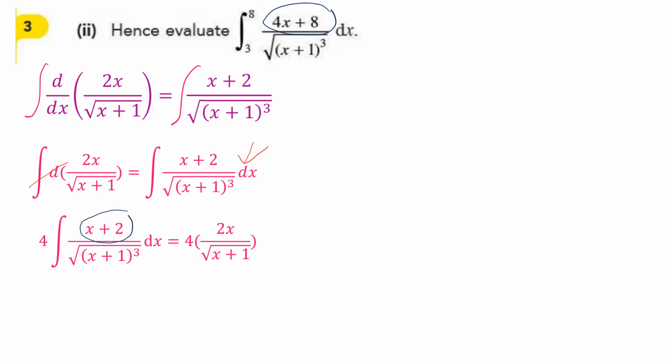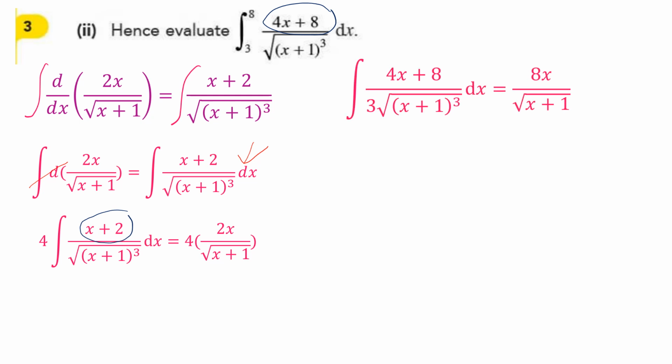But we're dealing with an equation. If you're going to multiply with 4 on the left, then you must multiply with 4 on the right. Okay, so that will give us 4 times x plus 2, which gives me 4x plus 8, which is exactly what I need. And then it equals 8x over square root of x plus 1. Alright, so since we're dealing with a definite integral, I'm going to put in the limits.